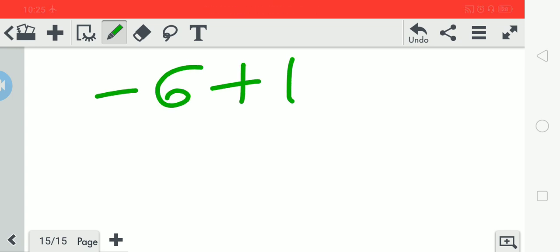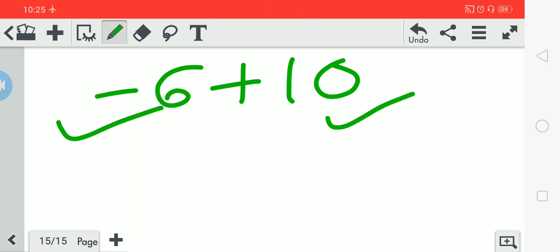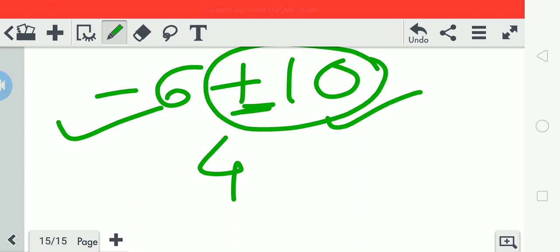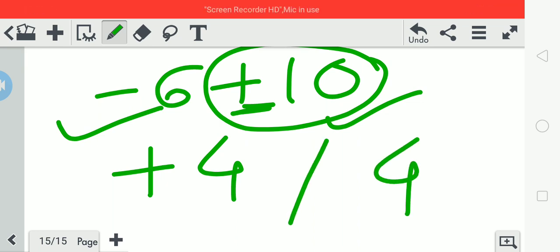-6 plus 10. Here also one number is negative, that is 6 is negative and 10 is positive. Signs are different, so perform the subtraction operation. 6 minus 10 is not possible, so 10 minus 6, that is 4, and the greater number is 10, its sign is positive. So put the positive sign here. So plus 4 is your answer. You can write simply 4 also. The plus sign is not mandatory. If you want, you can.